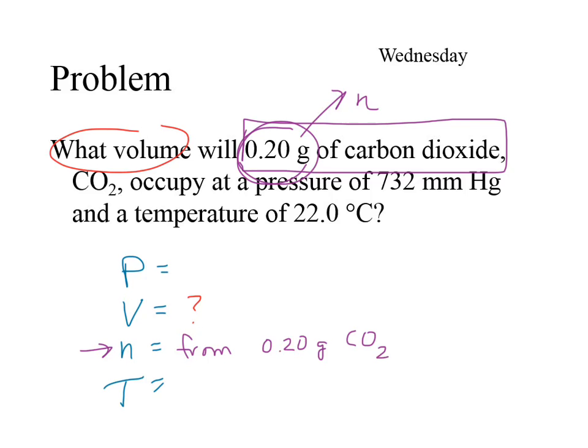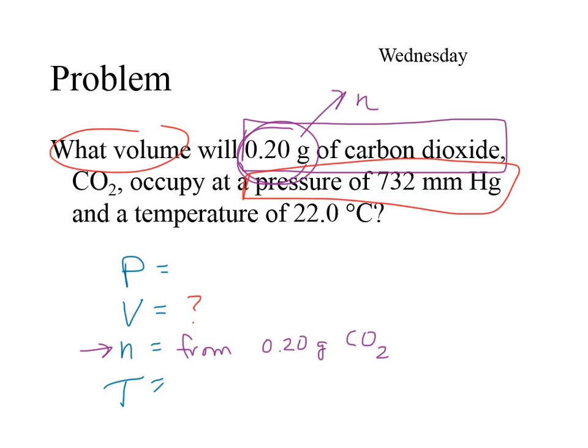We can get moles from grams. We're going to have to use the periodic table and knock out the molar mass of CO2 first, and then use it to get from grams to moles. If we go on, it also gives us pressure.